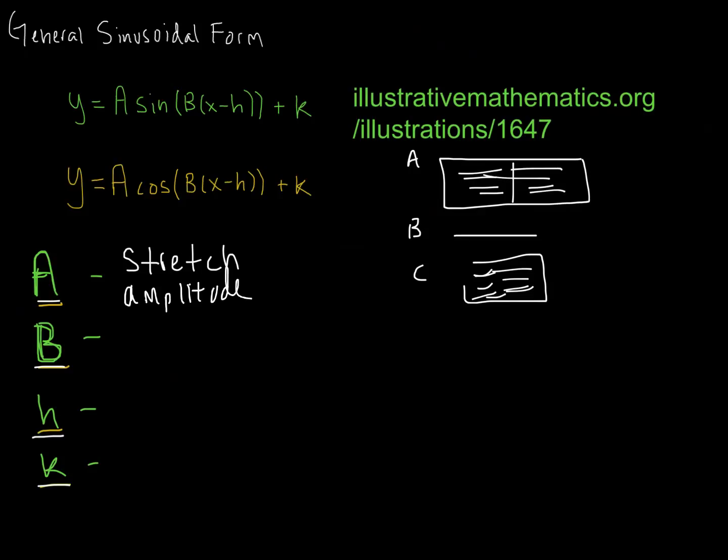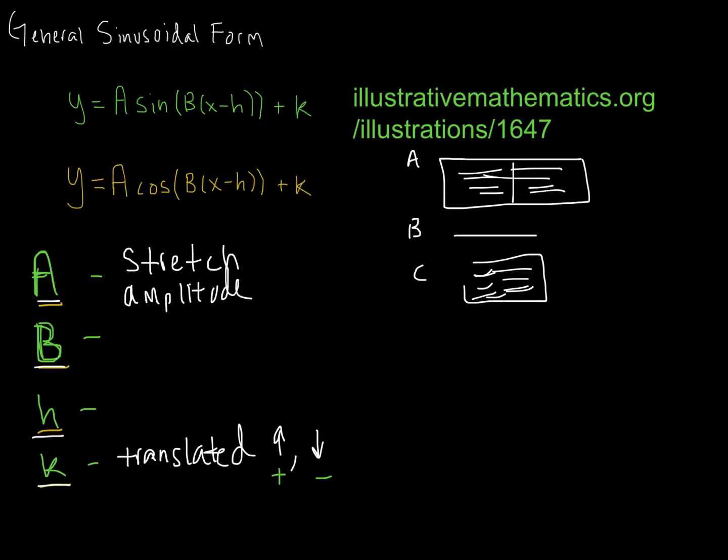Alright, we'll leave b alone for a second, and let's take a look at k. In changing k, you may have noticed that this translated your function either upwards or downwards. To translate it upwards, this is going to be a positive value, and to translate it downwards, it's going to be a negative value. So if I'm translating it upwards, k is positive, and if I translate it downwards, k is negative.